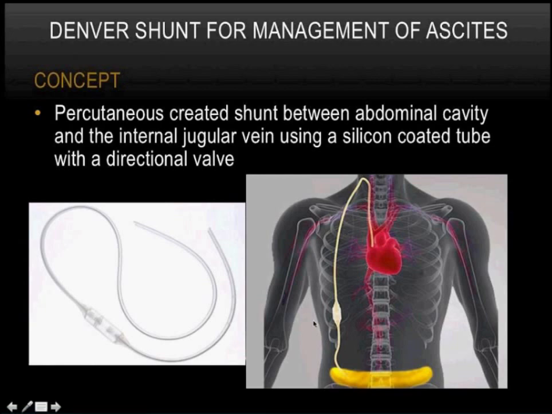So basically, you create a little hole here. You put the peritoneal part of the shunt, and then you create a subcutaneous tunnel all the way up. You access the IJ, and you put your catheter in. This is a picture of the catheter, the shunt.